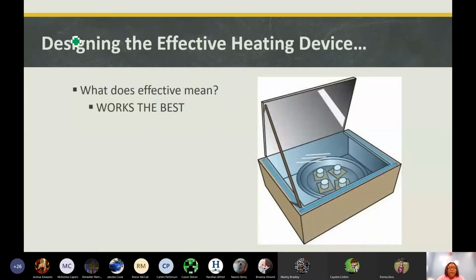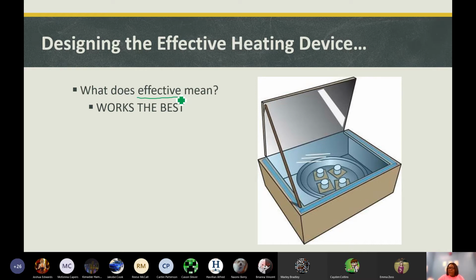So let's keep going. Let's write this in our notes. Designing an effective heating device. In order for us to design an effective heating device, we must think about what the word effective means first. So it's important for us to know that when Ms. Neville uses the word effective, you'll see that word again, I promise you. I'm really talking about what makes a machine, what makes a device work the best.